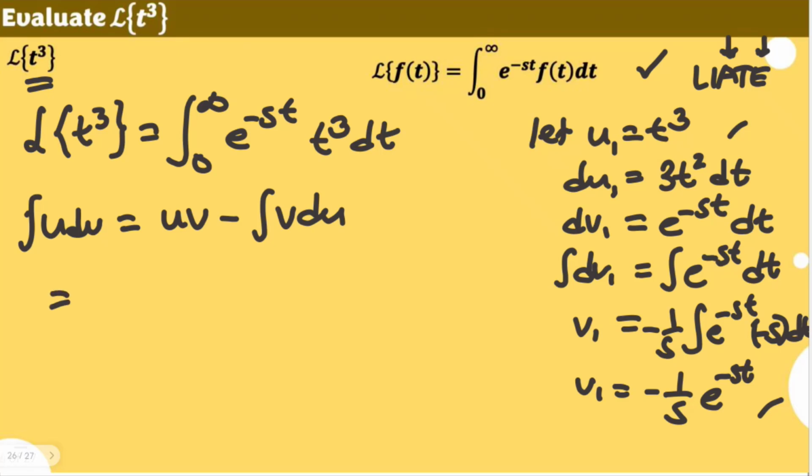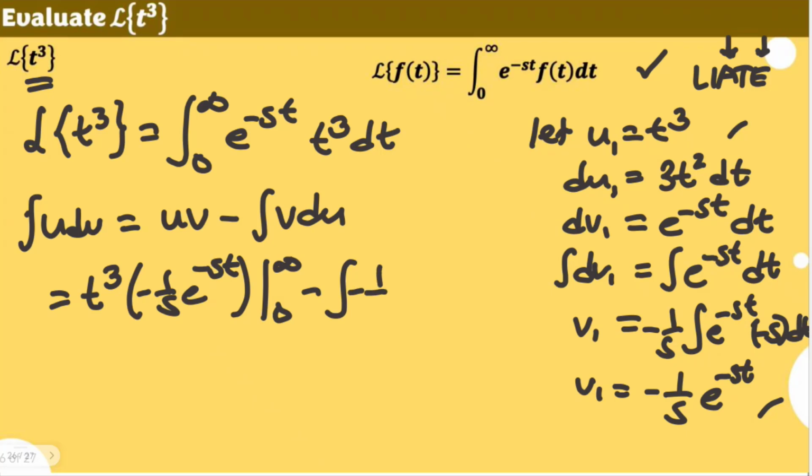So you will have your u and v needed for this form. You have t cubed, that's u sub 1, times your v, which is negative 1 over s e to the power of negative st, evaluated from 0 to infinity because that's already integrated. Then minus the integral of your v, negative 1 over s e to the power of negative st, and du is 3t squared dt.